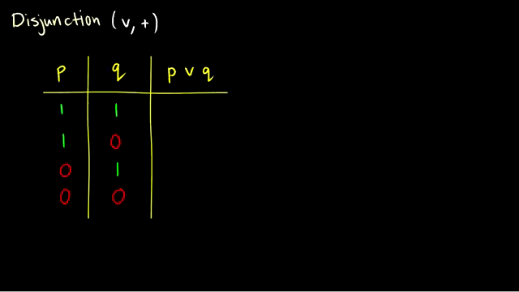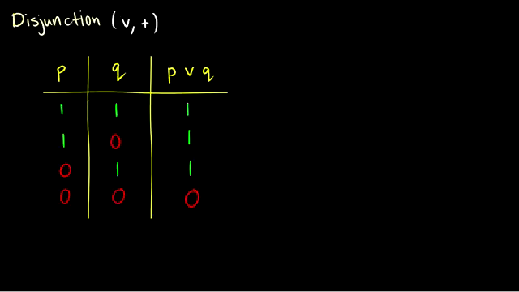Let's take a look now at disjunction. And for disjunction, you'll either see the V or you'll see a plus sign. The plus sign more in abstract Boolean algebras. But what does P or Q do? Well, P or Q is true if at least one of P, Q are true, which means in the first row it's true because both are true. In the second row it's true because P is true. In the third row it's true because Q is true. But in the fourth row, neither P nor Q are true, therefore P or Q is false.